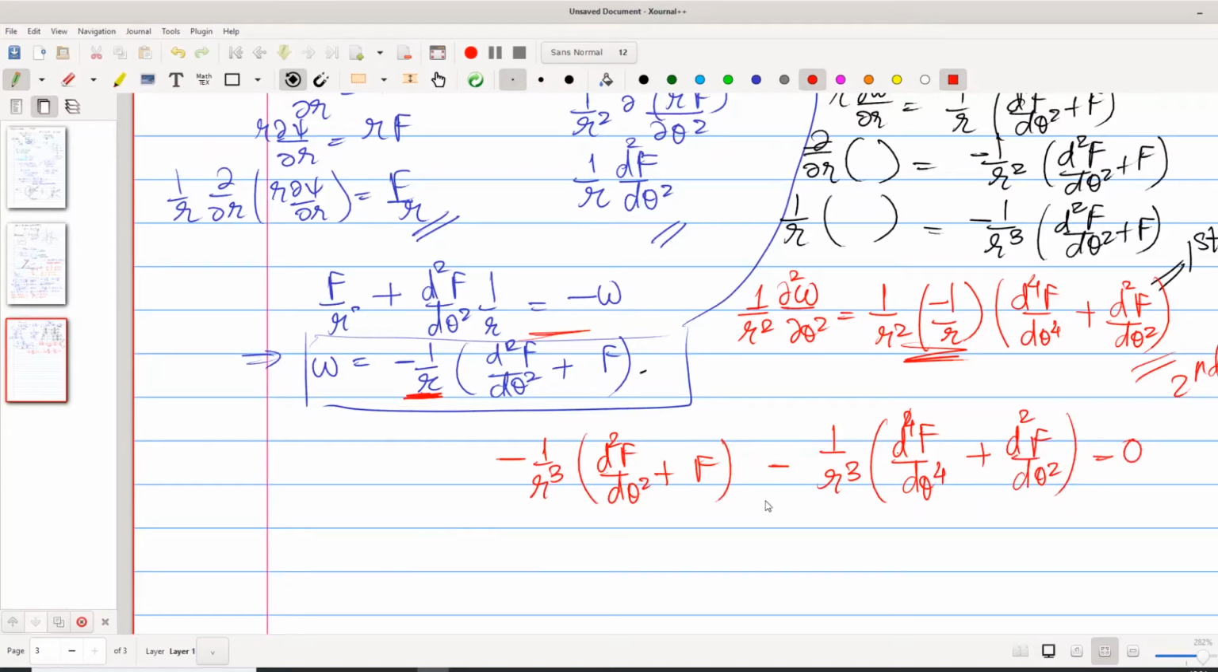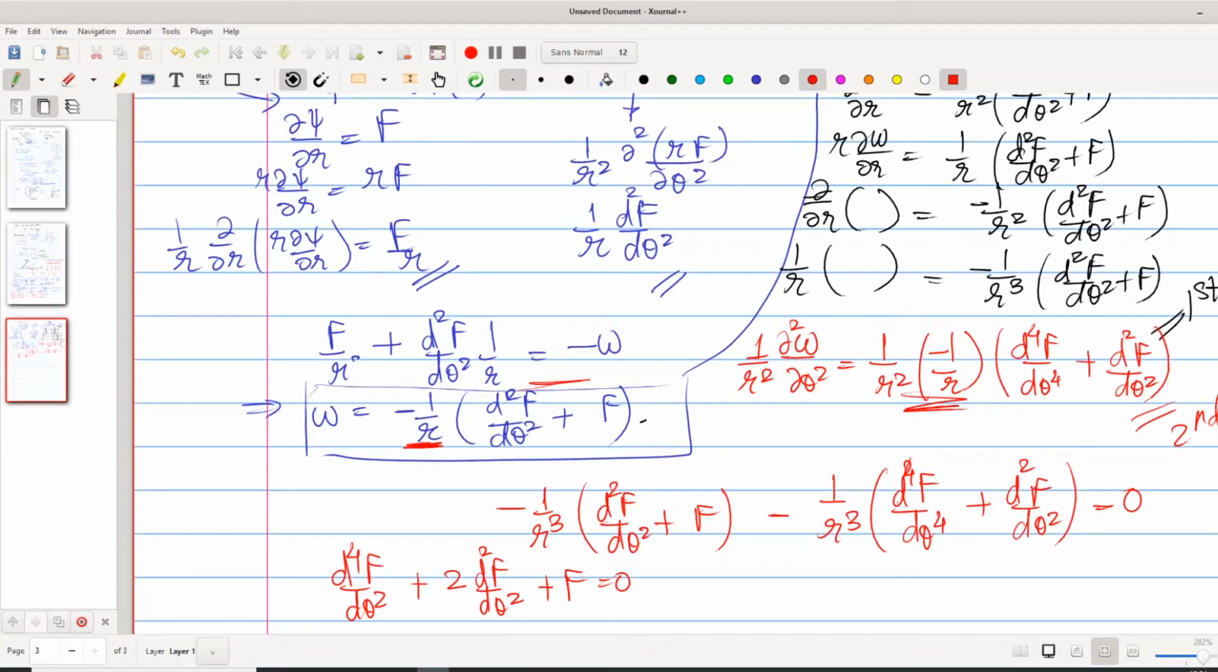So 1 by r cube can get cancelled, because this equation is actually not valid at r equal to 0. So we can cancel r from all sides. So essentially we have d4f/d theta 4 plus twice d2f/d theta 2 plus f equals 0, subjected to the boundary conditions. So let us write the boundary conditions solely in terms of f.